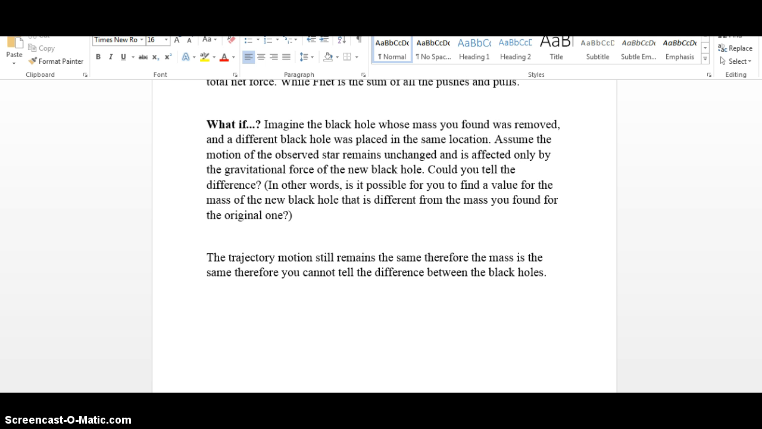Now, moving on to the what if question. Imagine the black hole whose mass you found was removed, and a different black hole was placed in the same location. Assume the motion of the observed star remains unchanged and is affected only by the gravitational force of the new black hole. Could you tell the difference?